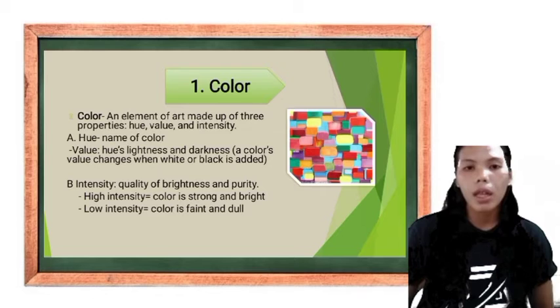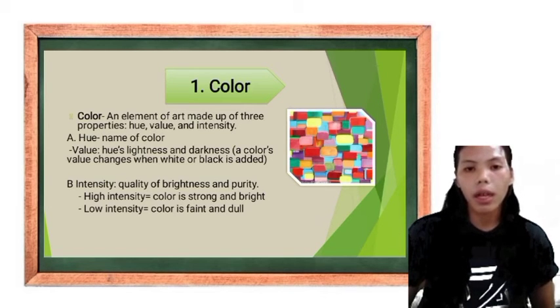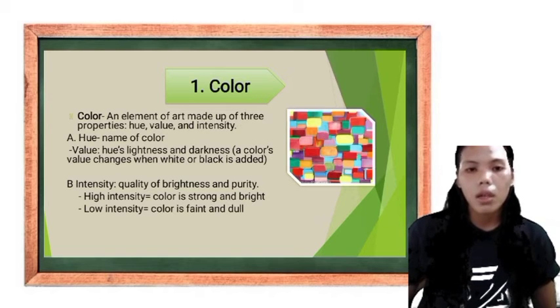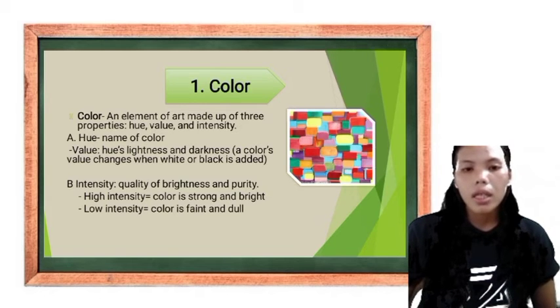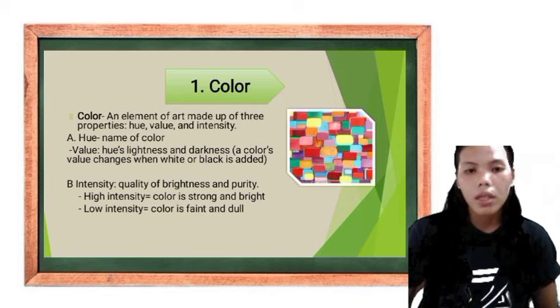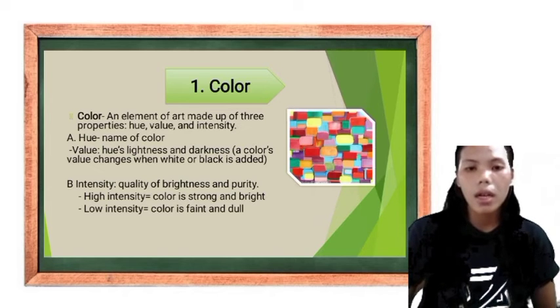And now let's proceed to the elements of art. The first one is color. Color is one of the elements of art made of three properties, which are hue, value, and intensity. Hue is the name of a color like red, green, blue. Value is the lightness or darkness of a color; value changes when white or black is added. Intensity is the quality of brightness and purity. If it is high intensity, the color is strong and bright. If it is low intensity, the color is faint and dull.